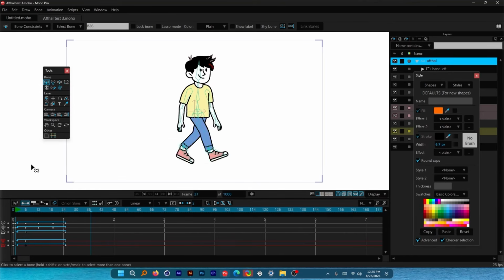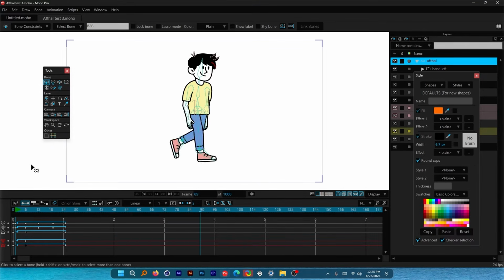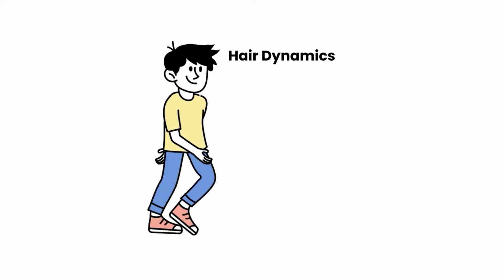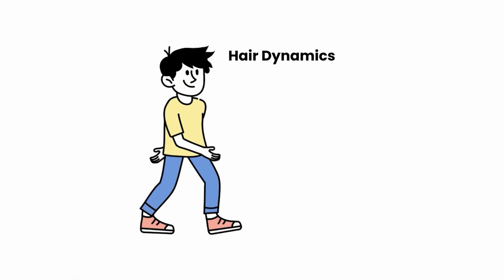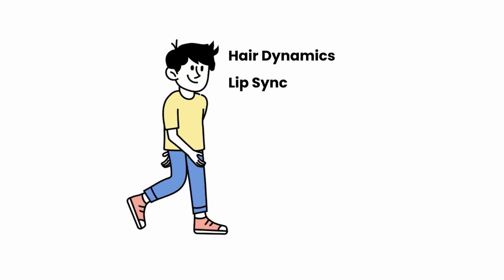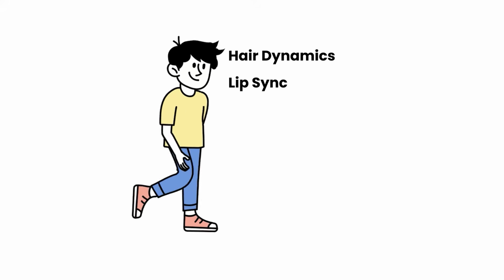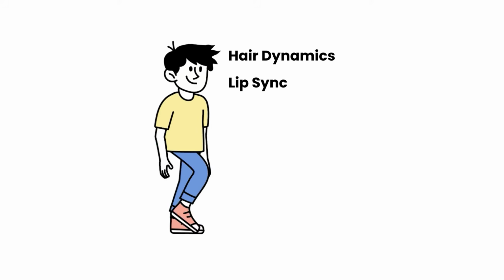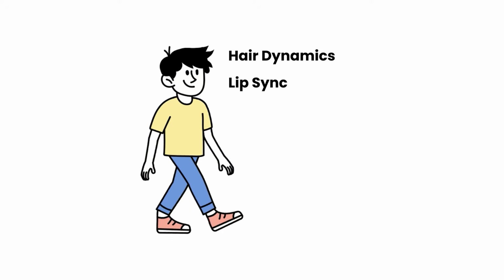So this is going to be a full character rigging of this character. I'll also be showing you how to create this hair dynamics. And let's add different mouths and let's see how to sync them with the audio. As well as the facial expressions, let's animate the eyes and everything.